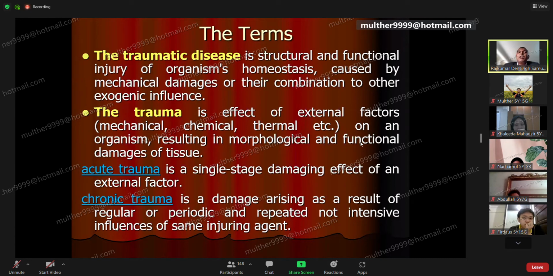A trauma can be acute or chronic. What is acute? A single-stage damaging effect of an external factor. For example, you take a chopper and cut your finger into two halves. It is an acute trauma.